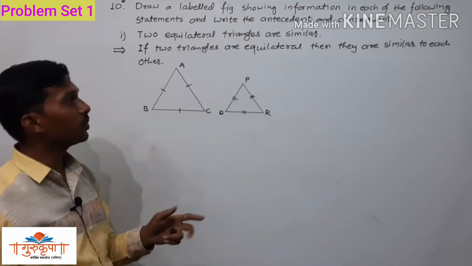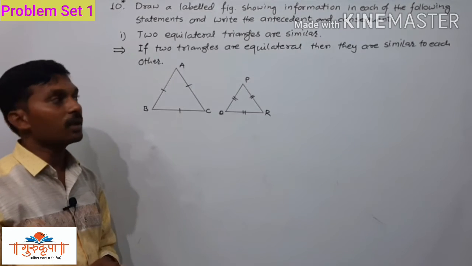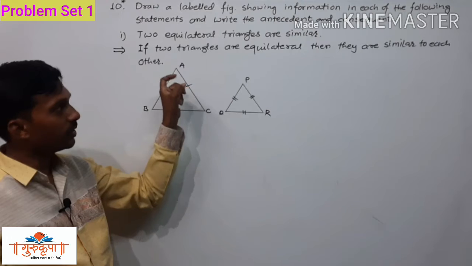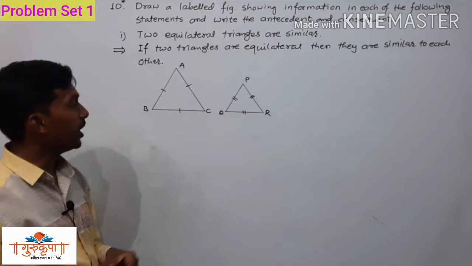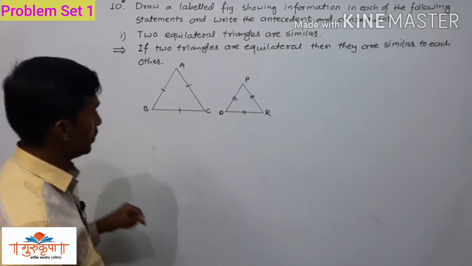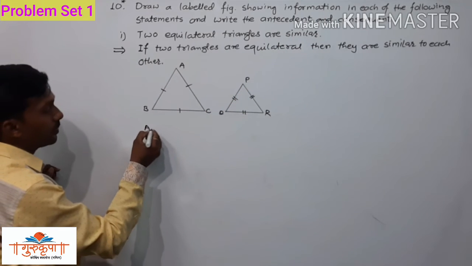We draw a figure. Two triangles are equilateral triangles, then they are similar to each other. Here we draw the diagram, we draw two equilateral triangles. And now we have to write the antecedent and consequent. So first of all we will write the antecedent.